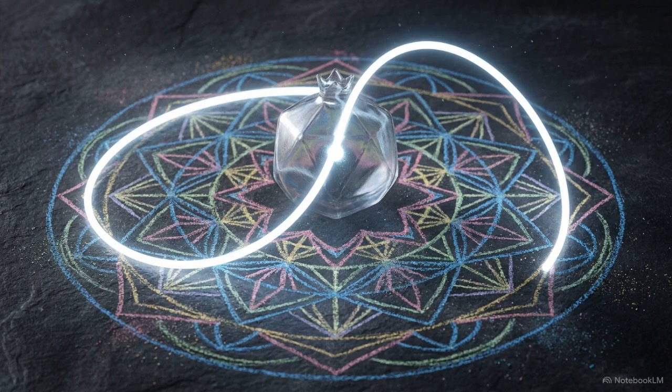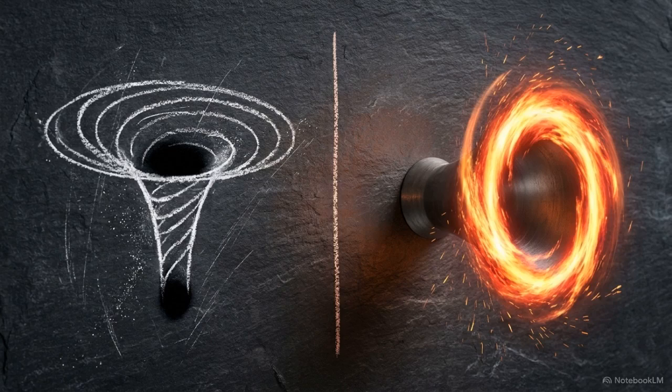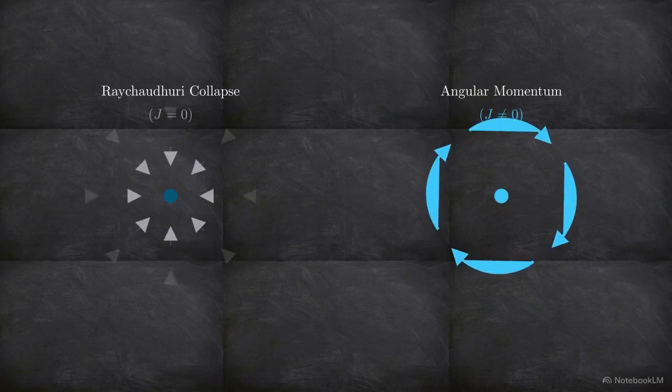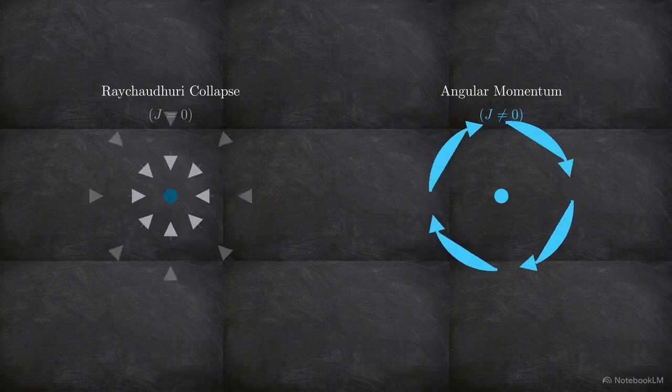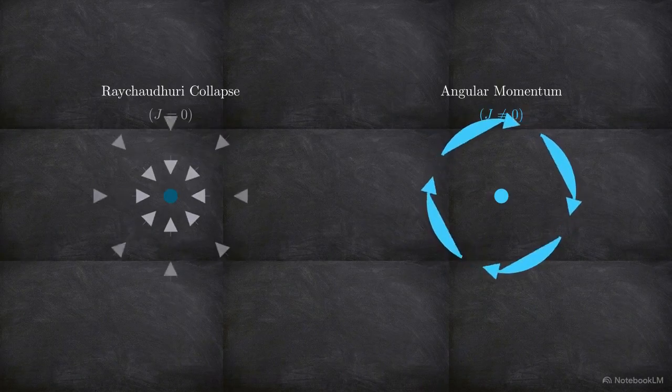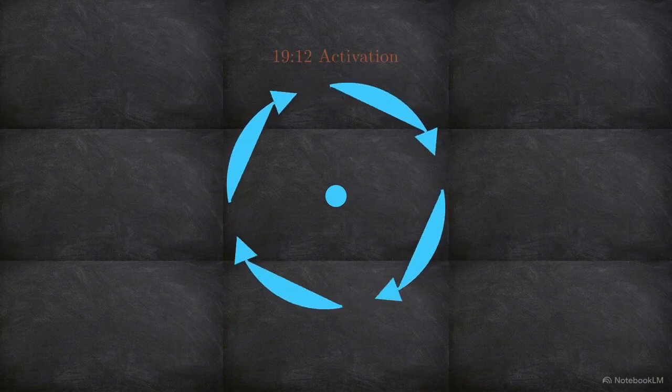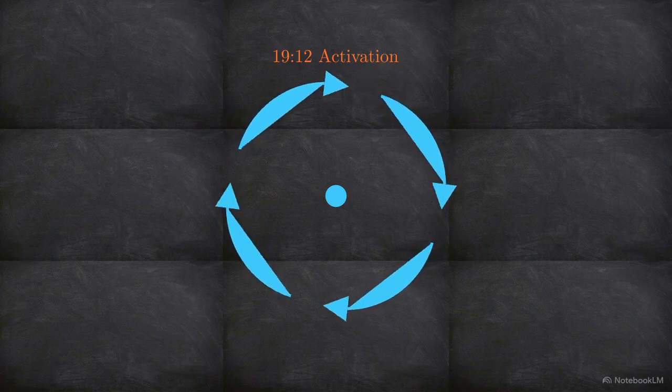This topology is conditional. The final outcome depends on the specific dynamics of the collapse. We can contrast the Wright-Choudhury equation, where geodesics converge to a point, with systems that maintain non-zero angular momentum. This maps to the scriptural 1912 activation.